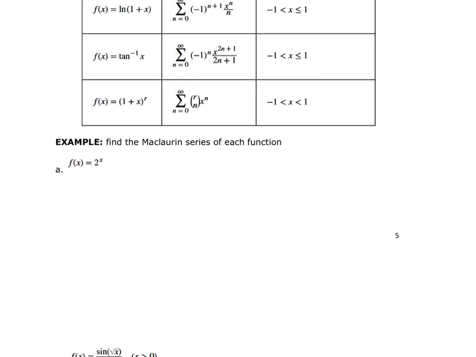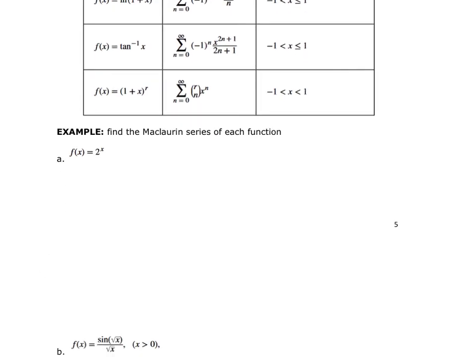So if we're asked to find the Maclaurin series for each function, I don't have up above any Maclaurin series of 2 raised to the x. I have e to the x, but I don't have 2 to the x. So I'm going to see if I can figure out what it would be with 2 to the x.